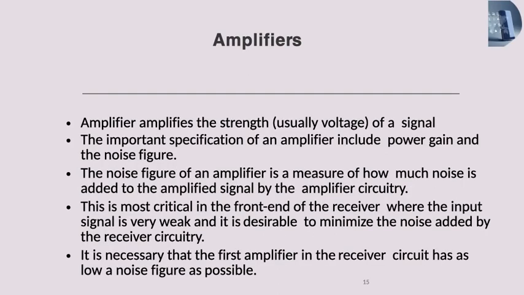Amplifiers. An amplifier amplifies the strength, usually voltage, of a signal. Important specifications of an amplifier include power gain and the noise figure. The noise figure of an amplifier is a measure of how much noise is added to the amplified signal by the amplifier circuitry. This is most critical in the front end of the receiver, where the input signal is very weak, and it is desirable to minimize the noise added by the receiver circuitry. Therefore, it is necessary that the first amplifier in the receiver circuit has as low a noise figure as possible.